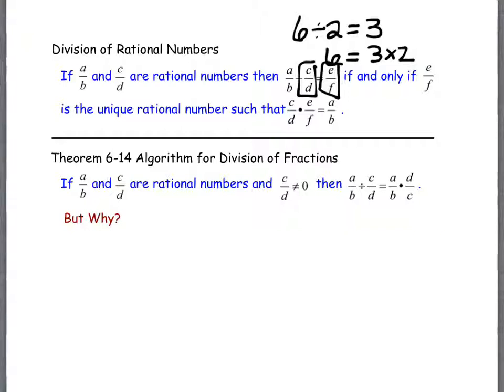Okay, but what I want to show you is the why, because it looks a little bit mysterious. I mean, really, why in the world should we be able to simply flip and multiply? That's nice and it's handy, but what's happening behind the scenes here? So let me show you, with a little bit of algebra. We're going to do A over B divided by C over D.